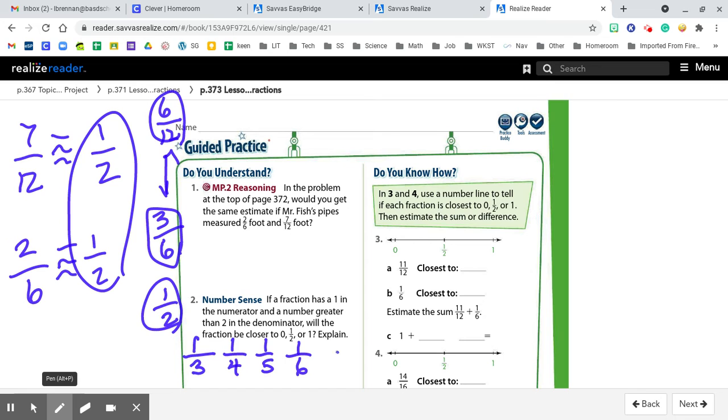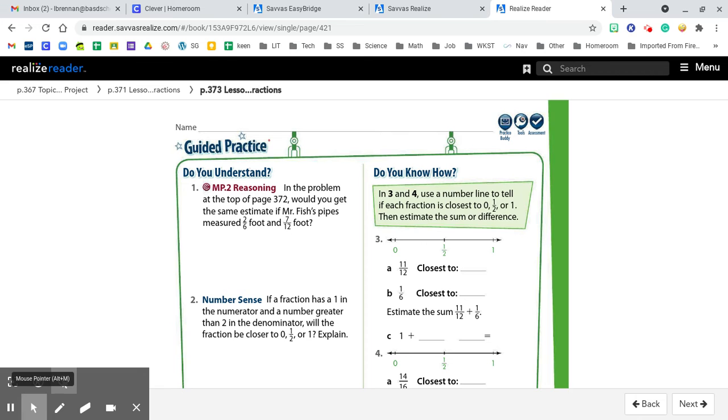Anything with a 1 in the numerator and greater than 2 in the denominator is going to be closer to a 0, because these are unit fractions. They're very close on a number line. A unit fraction is close to 0. So you'd say 1/6 would be over here, 1/5, 1/4. They're closer to a 0 than they are to a half.